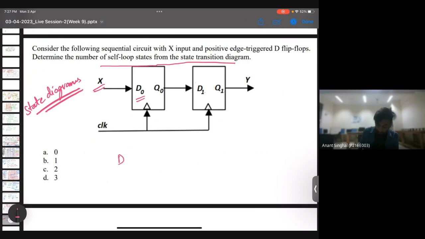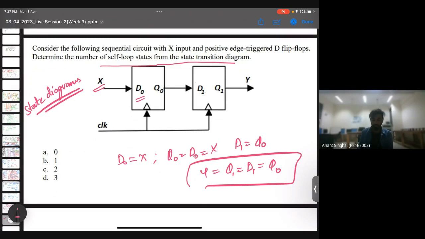First of all, D naught is nothing but X from the circuit. Q naught will be D naught, which is X. Then D1 is nothing but Q naught. I'm just writing it from the circuit. D1 is nothing but Q naught, and Q1, which is the final output, is nothing but D1, which is Q naught. Is it fine?